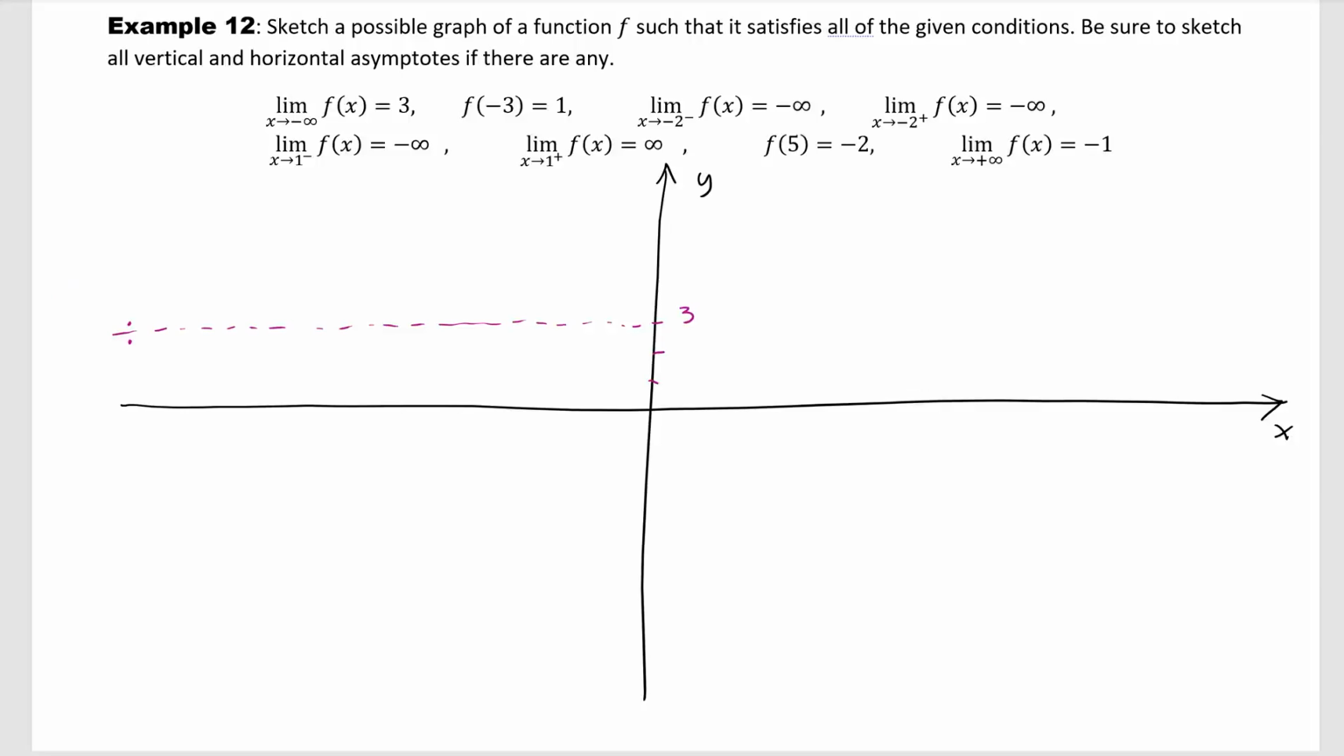Okay, and then second information, f of -3 is 1. So x is -3. Okay, remember for the important points, write down the number. And the y is 1, so which is this point. Okay. Next information, x goes to -2. -2 is right here. Okay.